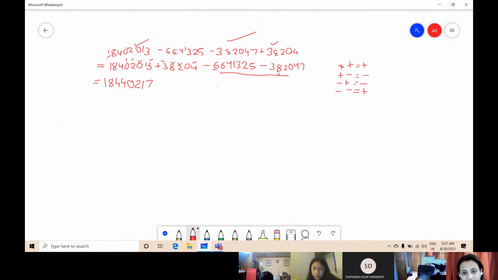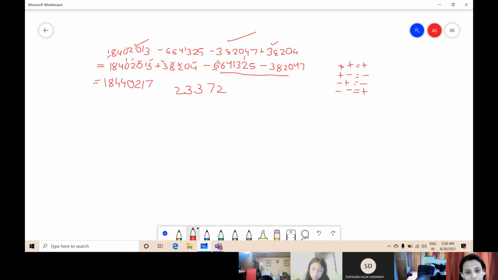So how will we add? 5 plus 7. 5 plus 7 will be 12. So we will write 2 in the ones place and take 1 carry here. Now 2 plus 1 is 3 and 3 plus 4 is 7. So I have written 7 in the tens place. Now 3 plus 0 will be 3. Now 1 plus 2 will be 3. Now 4 plus 8 will be 12.